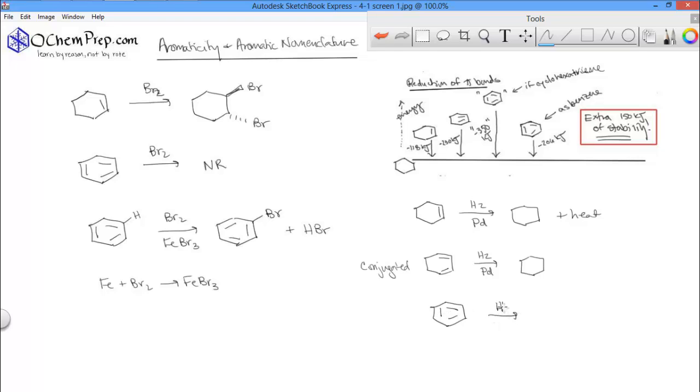And you actually can't use palladium or nickel. You just have to crank on it with a high pressure of hydrogen and platinum in order to reduce those double bonds all the way down to cyclohexane. And this gives off only 206 kilojoules. So instead of being way up here, we have an extra 150 kilojoules of stability because these double bonds are arranged in a planar ring.